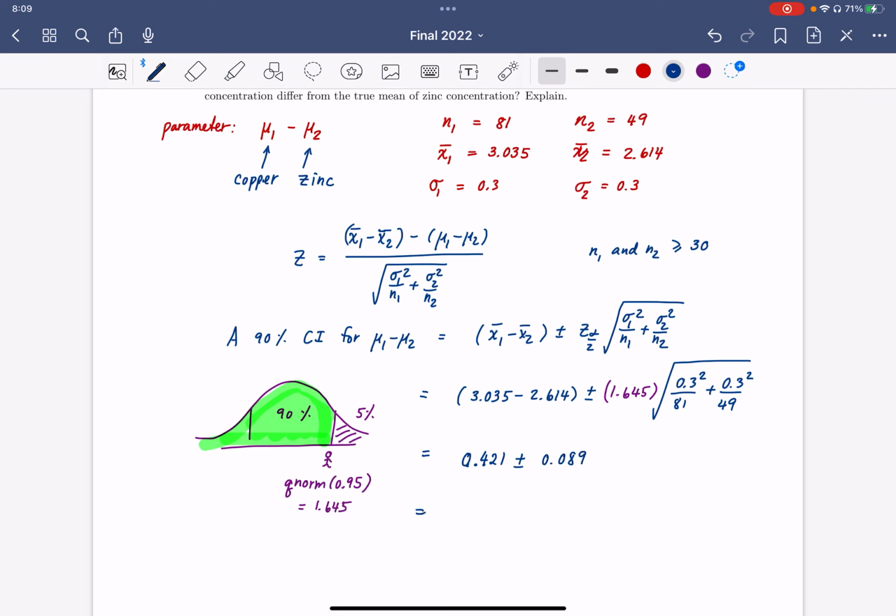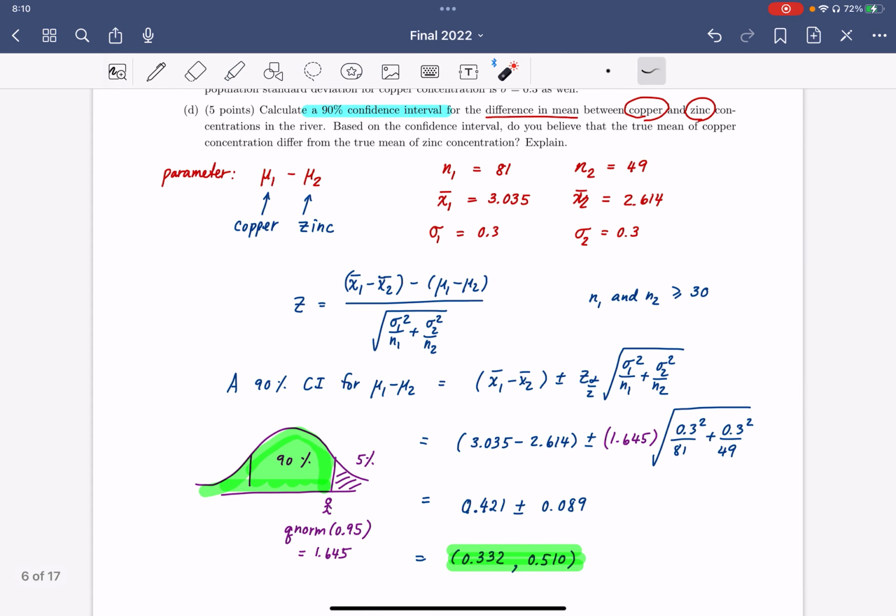And then you're just going to compute the confidence interval here. So let me do it. 0.421 plus or minus 0.089, and that is going to be 0.332, comma 0.510. All right, so this is the confidence interval that you get, the 90% confidence interval for mu1 minus mu2. So you can also answer the last question here. They say that based on the confidence interval, do you believe that the true mean of copper concentration differs from the true mean of zinc concentration?